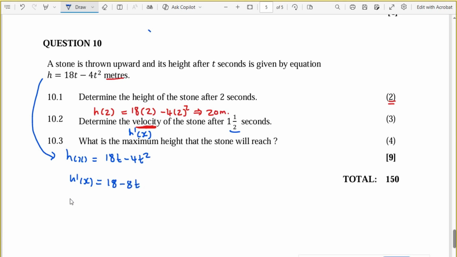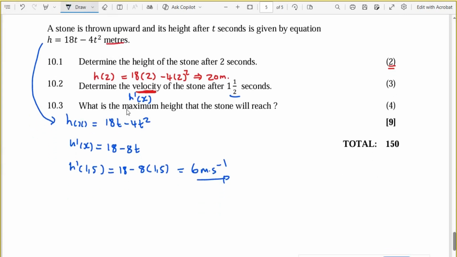And then we need to find h prime at 1.5 seconds. So this will be 18 minus 8 into 1.5. Easy. The most important thing: when you see the word velocity, find the first derivative. And that is equal to 6. This is velocity, so it should be in meters per second. Since you're doing physics, you understand that part.